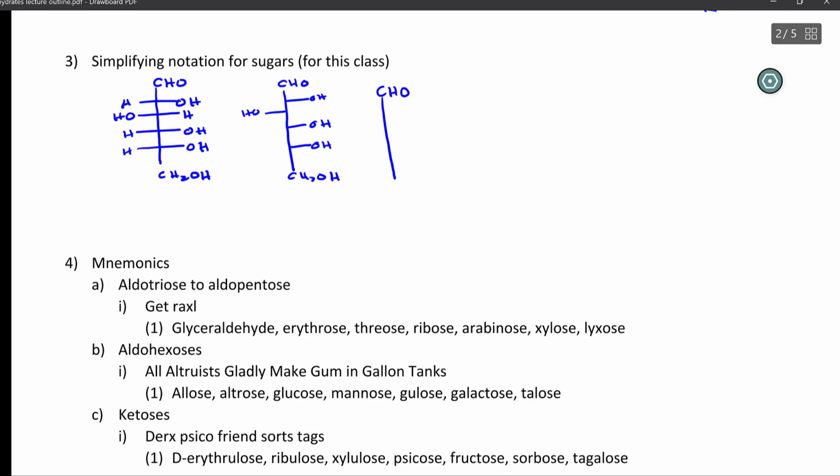I like leaving the CHO at the top. And that could also be glucose. My laziest version of this is to simply put an O at the top to designate which end is the top and then go like this. That would also be glucose to me because this represents CH2OH and this represents CHO. Now, you got to be a little bit careful because that's not a standard notation, but it does help you remember what the structures are.